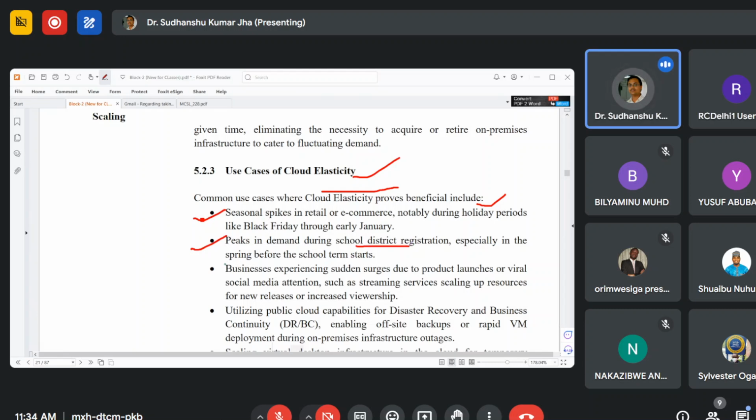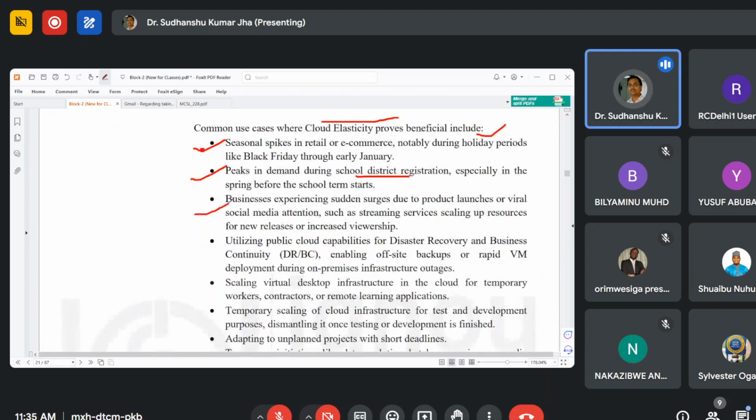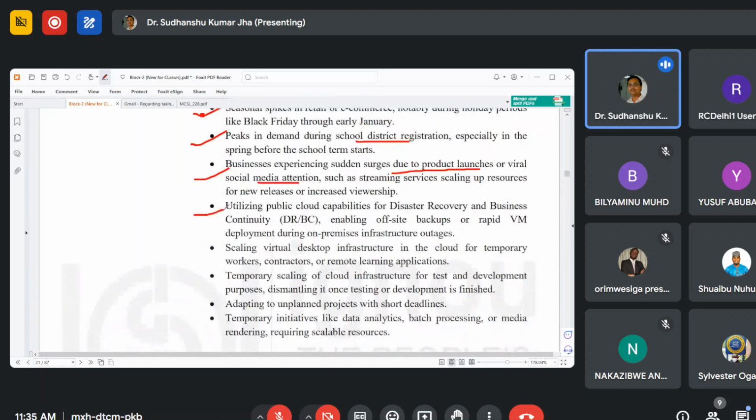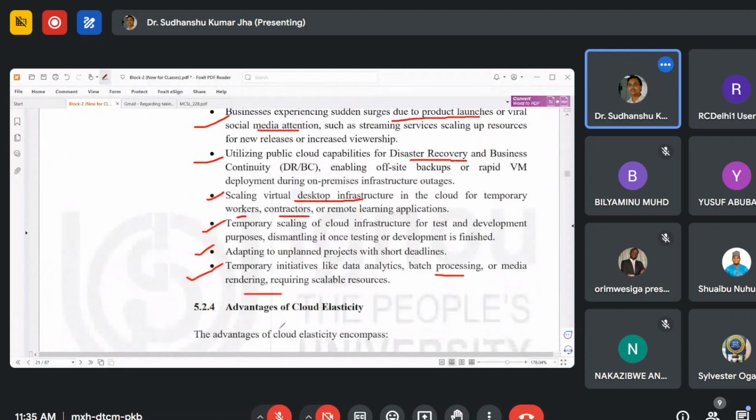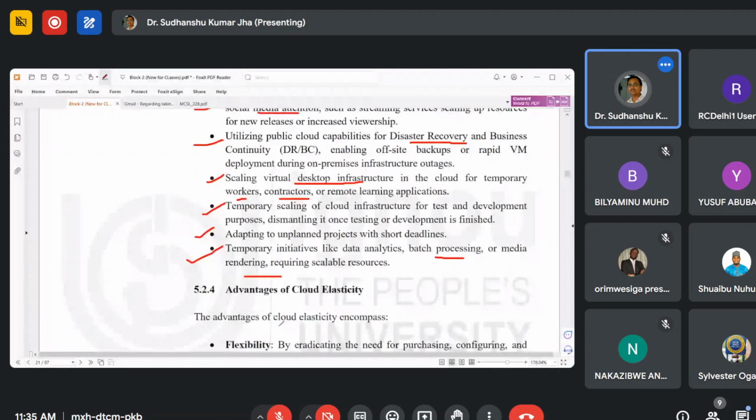So a new season is being started, so all the students need to purchase a book. Sorry, a kind of the peak demands. Business expansion, sudden surge due to product launches or viral social media attention, etc. Utilizing public cloud capabilities for disaster recovery or business continuity, scaling virtual desktop infrastructure in the cloud for temporary workers, contractors, etc. Temporary scaling, adapting to unplanned projects or temporary initiatives like batch processing or media rendering, etc.